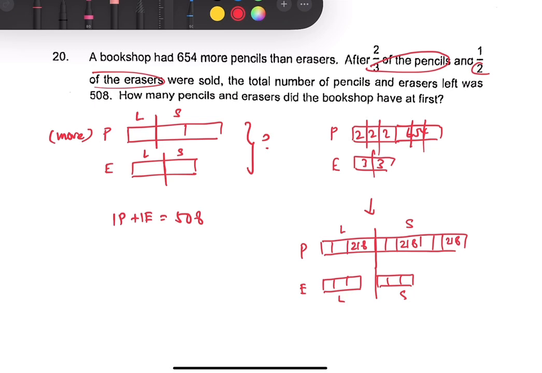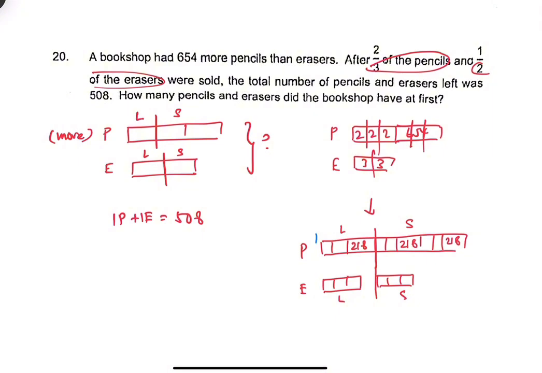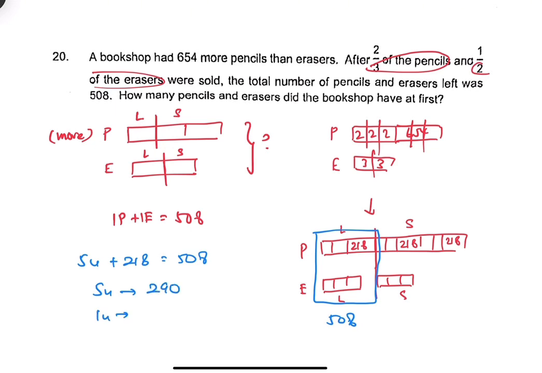So in blue, this portion is 508. This will be easier for you to see. So 508 is actually my 5 units. The 5 units plus the 218 is actually my 508. So from here I can work out my 5 units, right? So my 508 minus off my 218 will give me 290. From here, 1 unit I can find, which is 58. So I can use the 1 unit for the model here.